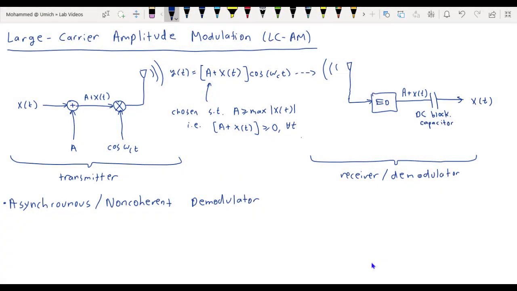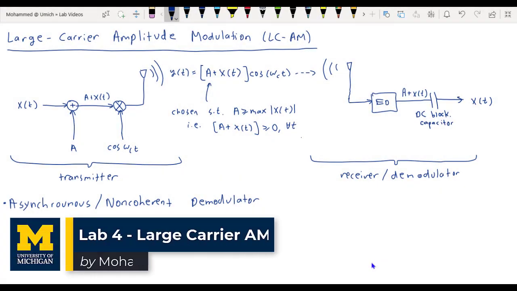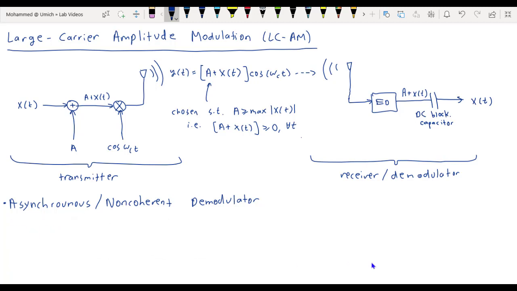Hi everyone, in this video we're going to look at large carrier amplitude modulation, which involves an asynchronous or non-coherent demodulator as opposed to a synchronized demodulator as in suppressed carrier amplitude modulation. In large carrier amplitude modulation, a baseband signal x of t, such as an audio signal, is DC biased by adding a constant a to it before modulating by the carrier signal.